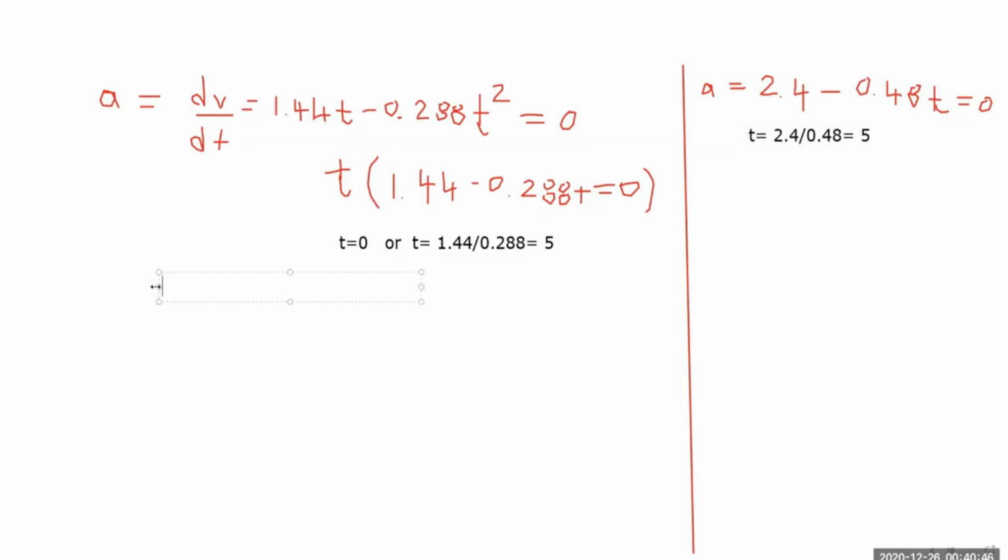So clearly, when t equals 5, the particle has no acceleration. The particle has no acceleration when t is equal to 5. And clearly it also has no acceleration at the start. Then it says determine the maximum velocity.